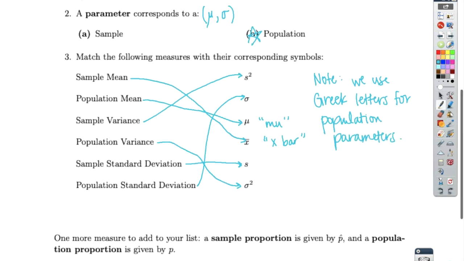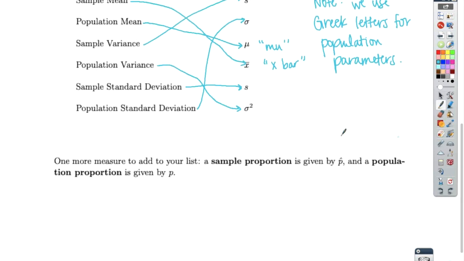We're going to add one more to the list. This is called a sample proportion, and we write p hat for this. We read it p hat. It looks like just the letter P with a little caret on the top. And the population proportion is just given by P.